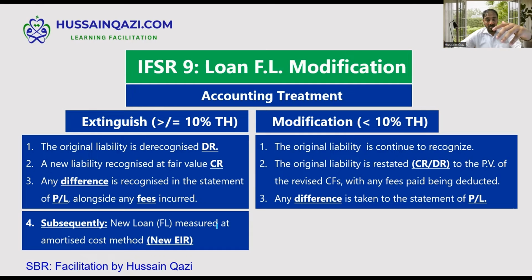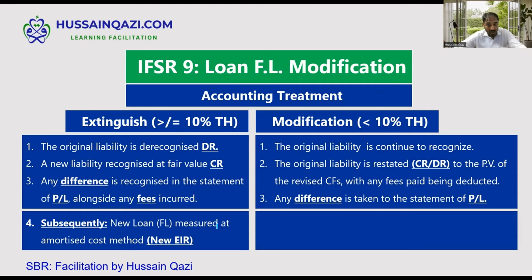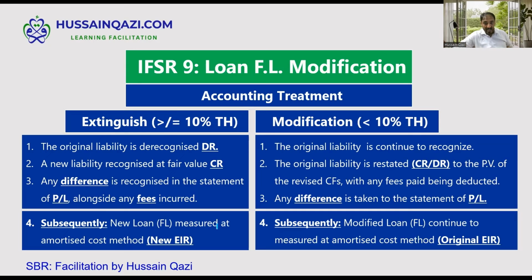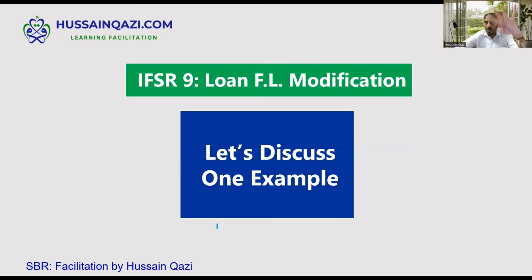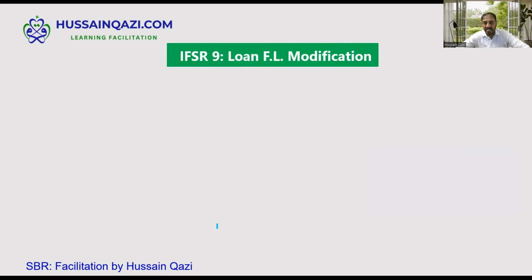Of course, because the previous liability has not been de-recognized, subsequently, obviously, the amortized cost method still continues, but with the original effective interest rate, not any new effective interest rate. That is the accounting. I have covered all the content, but now it's time to discuss one example to make this concept clearer. Okay, so let's start an example.